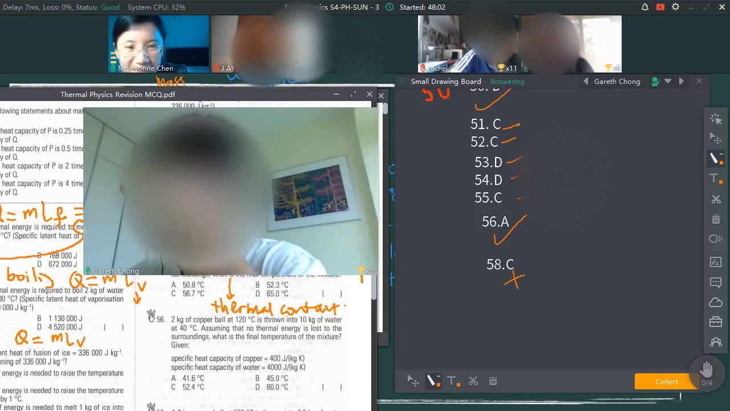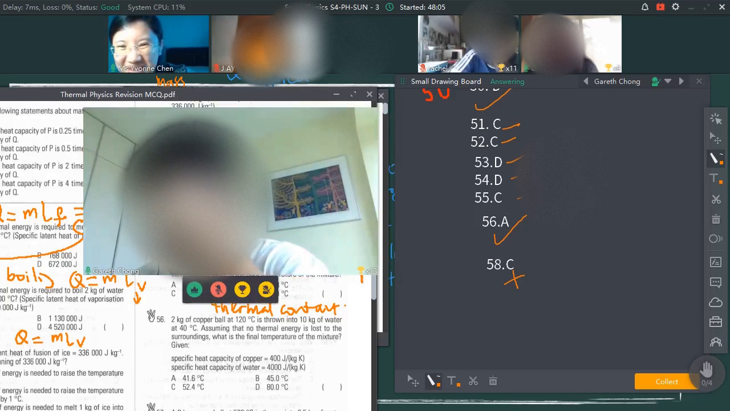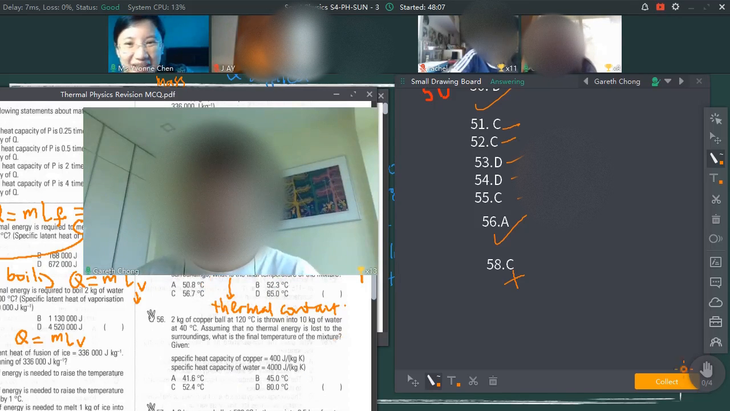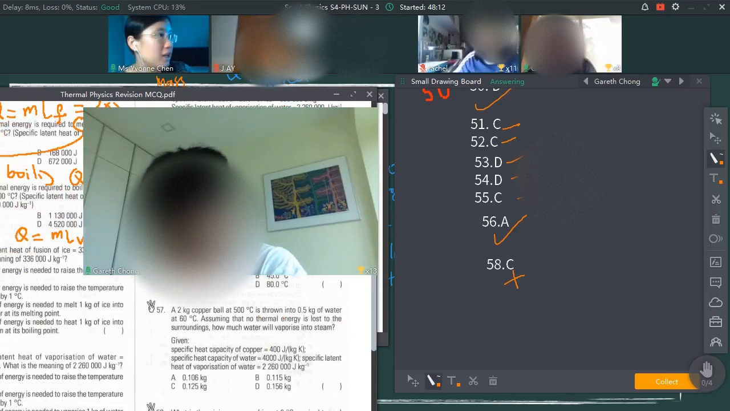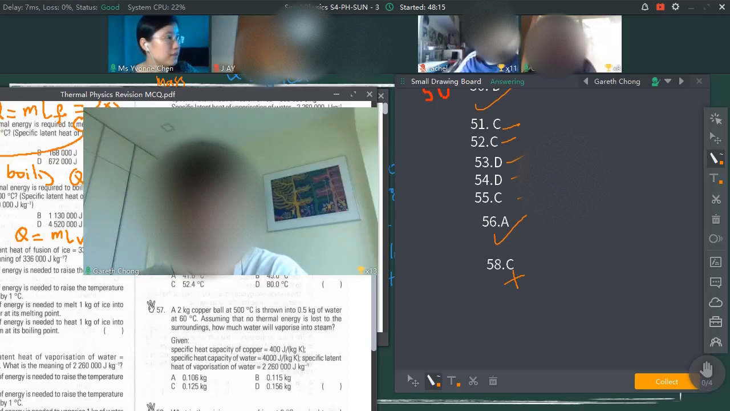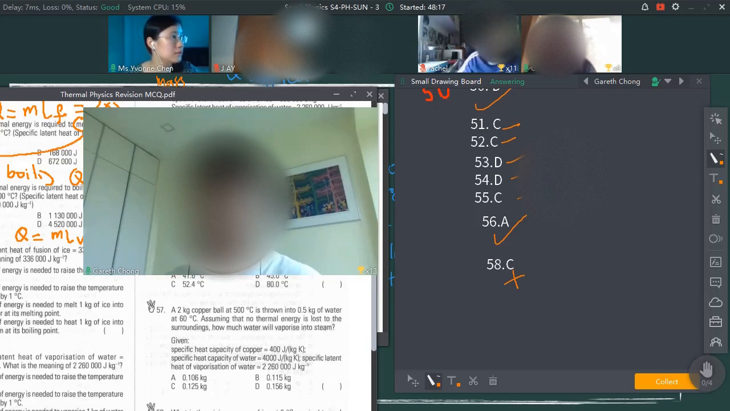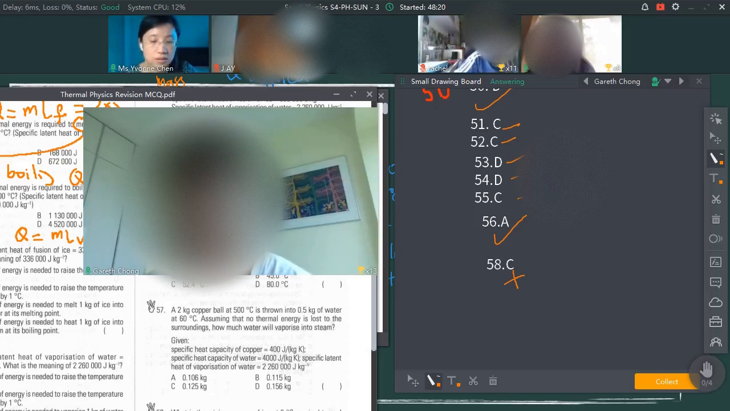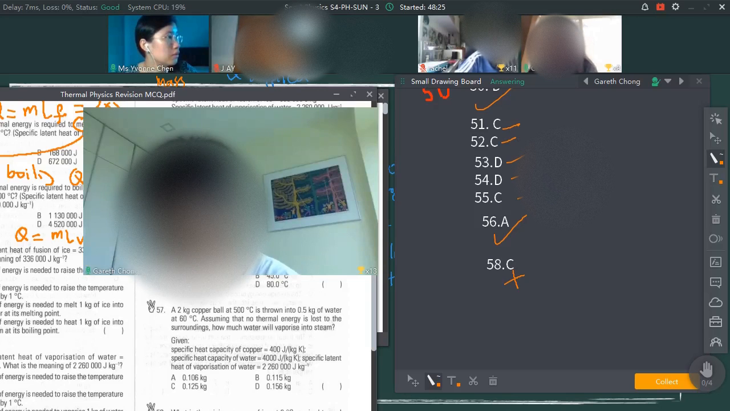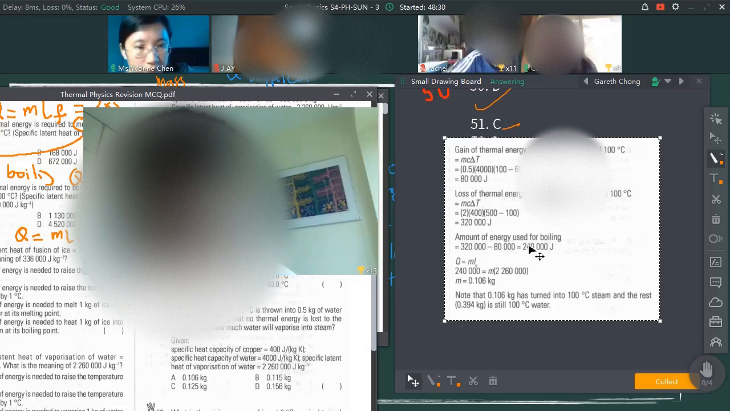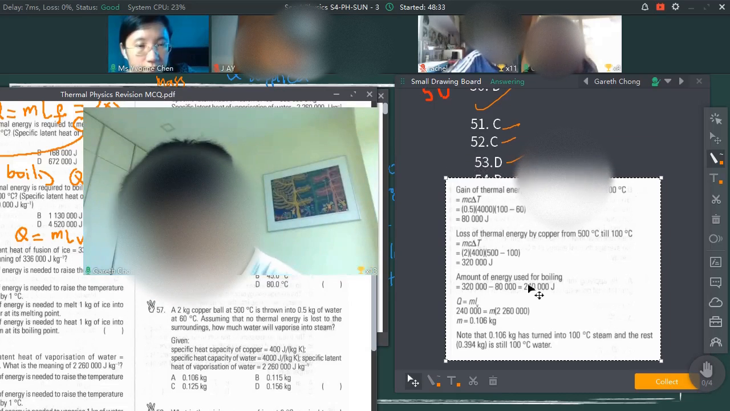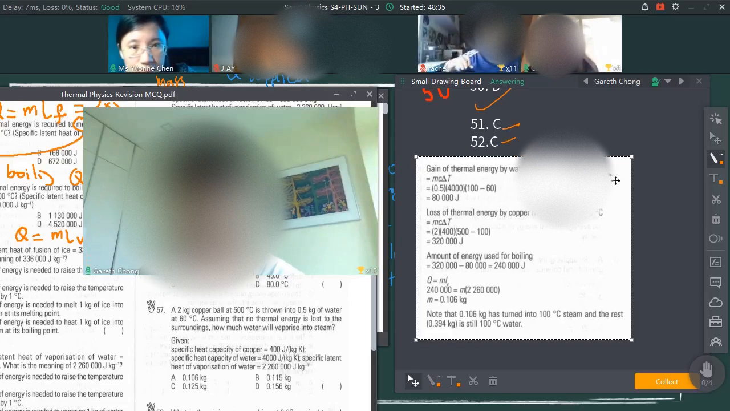Gareth, how is the progress for 57 and 58? You have been doing it for a while. I don't know how to do. 57 or 58? Both. Okay, let me show you the working for 57. This is the working for 57. Do you see it on your drawing board? Yeah.